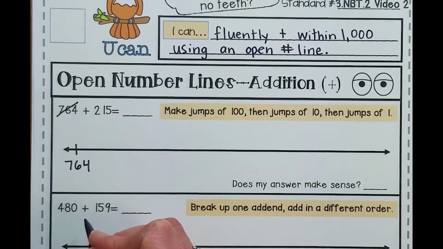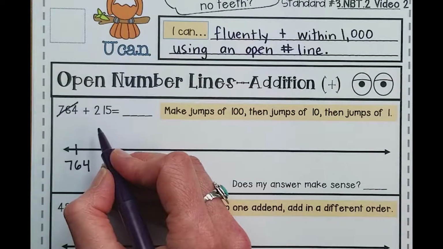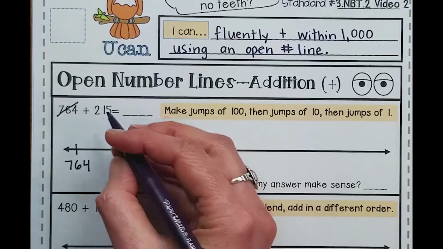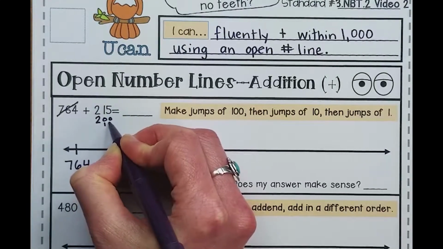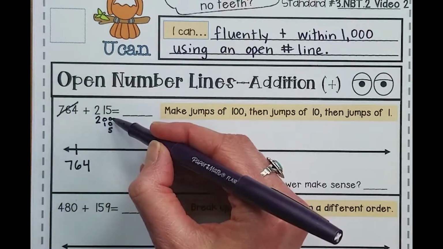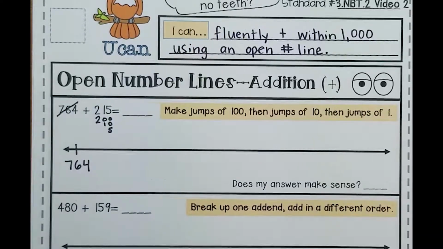And now I'm going to go ahead and decompose the 215. Decompose means to break up, but it's going to help me think about how I can add the parts of this number to 764 to make it easier inside my mind and on the number line. So I'm going to decompose 215 into 200, 10, and 5. Because I know that 200 plus 10 plus 5 gives me 215.